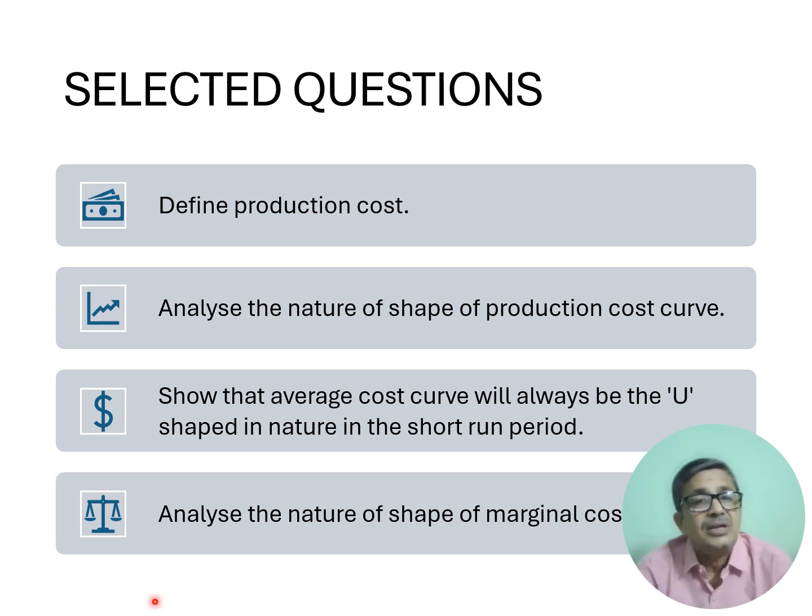Now, some selected questions are given here for preparing cost theory. Number 1, define production cost. Number 2, analyze the nature and shape of production cost curves. Number 3, show that the average cost curve will always be U-shaped in nature in the short run. Number 4, analyze the nature and shape of the marginal cost curve.